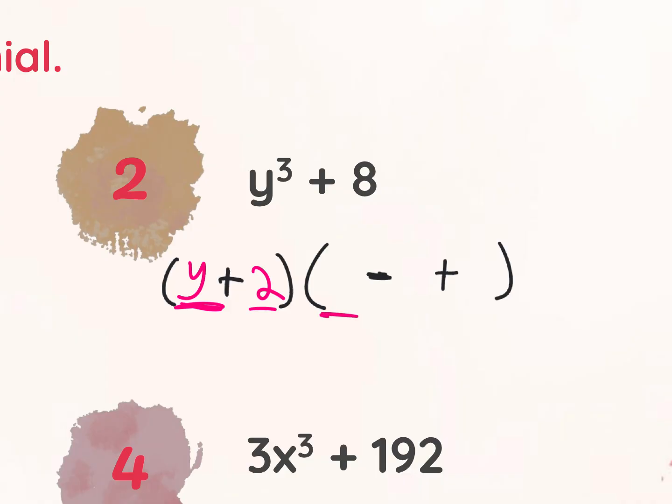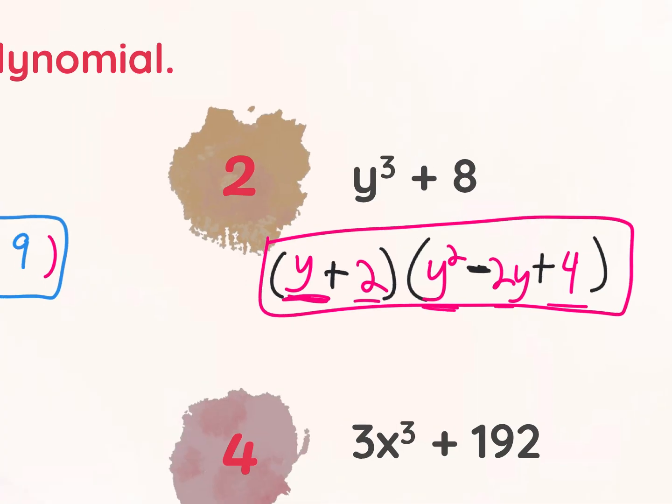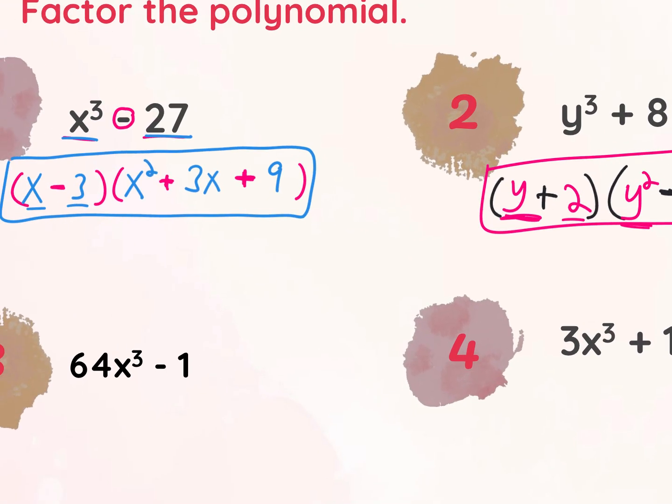What should go in the first spot of the second set? Good, the square of the first. What should go in the last spot? Square it and you get 4. And then what should go in the middle? 2 times y, good. Nothing more we can do with that. That is our final answer. Making a little bit more sense? Nice. How about you guys try the next one?